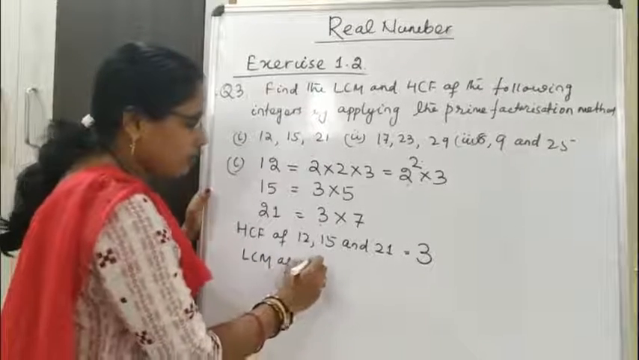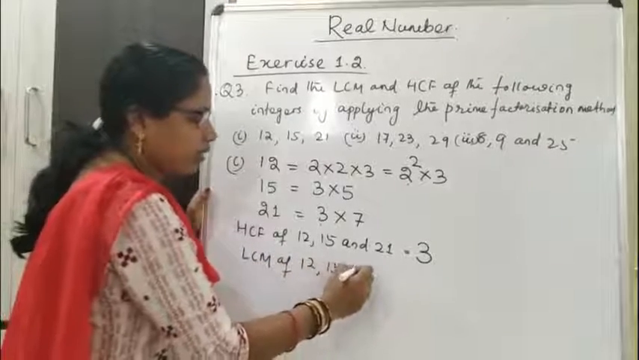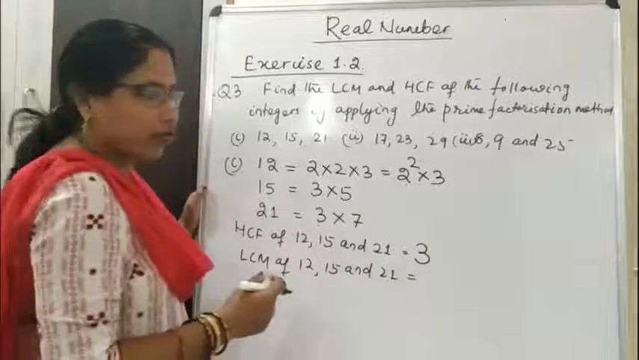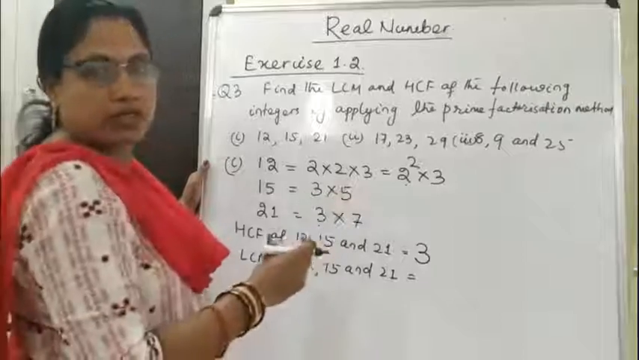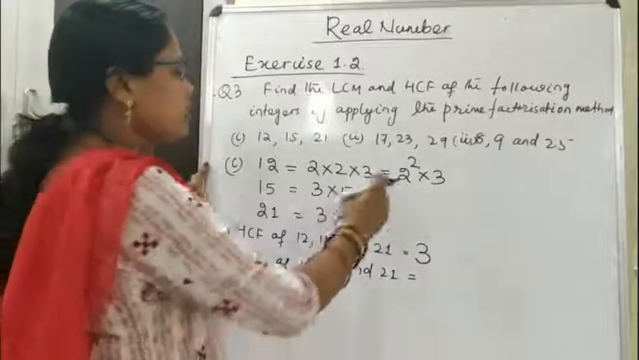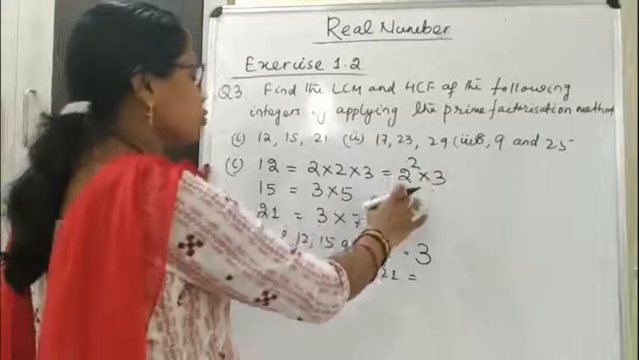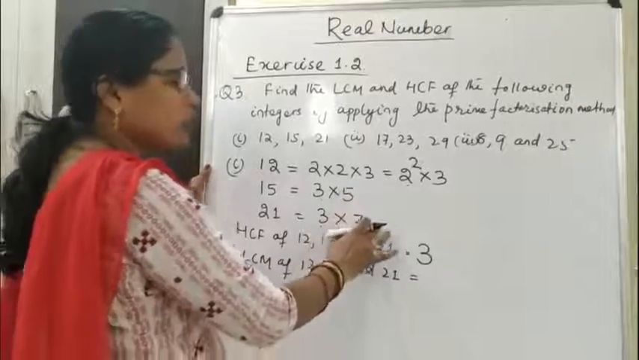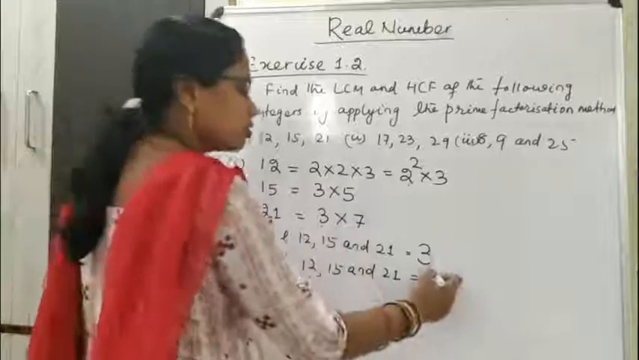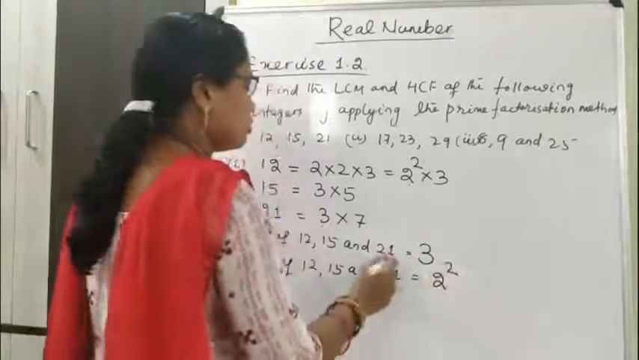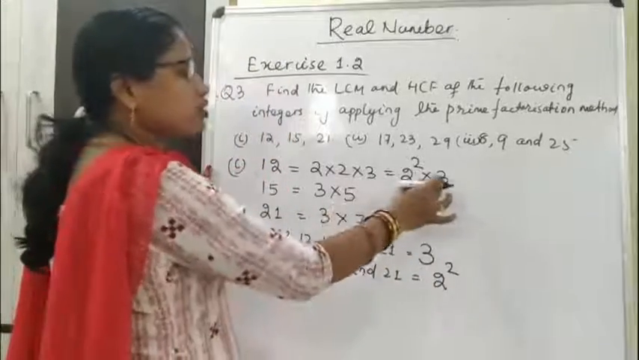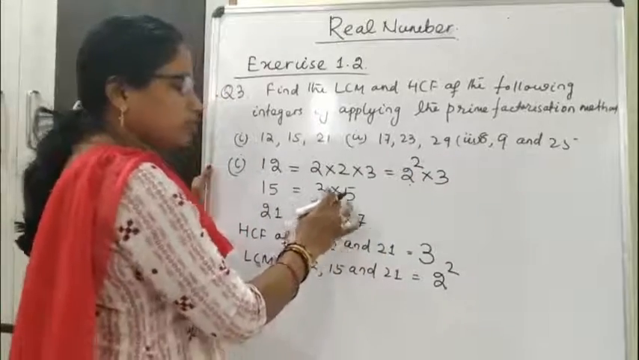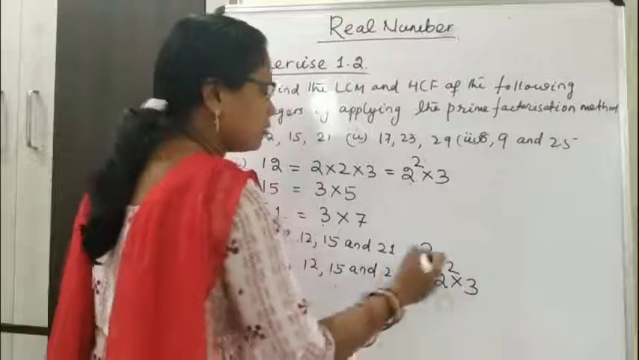Then what is the LCM of 12, 15 and 21? The LCM is the product of the prime factors having the highest degree. Here the degree of 2 is 2, here the degree of 2 is 0, and here also 0. So we will take 2 to the power 2. And 3 is a factor: here 3 to the power 1, 3 to the power 1, 3 to the power 1, so this is only 3.